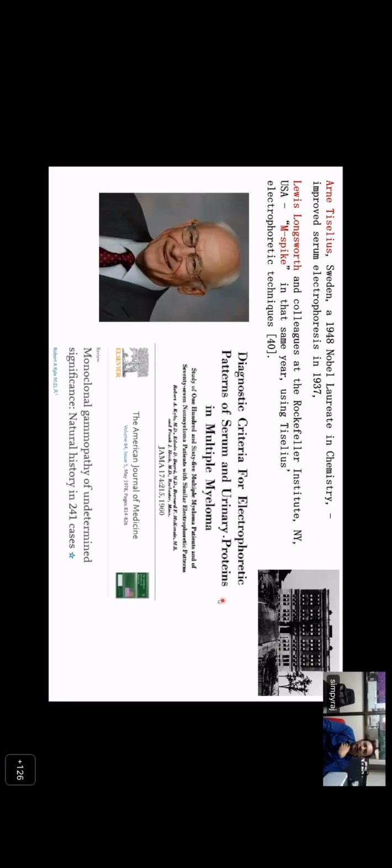Okay, so we have this. Now, one interesting fact regarding the M spike. The detection started based on serum electrophoresis. The technique was first given by Arne Tiselius of Sweden, who also got the Nobel Prize in chemistry. And the M spike was defined and identified using this serum electrophoresis technique by Louis Longsworth from the Rockefeller Institute of New York. This was the old picture of the Rockefeller Institute of New York, and MGUS was identified and defined by Dr.